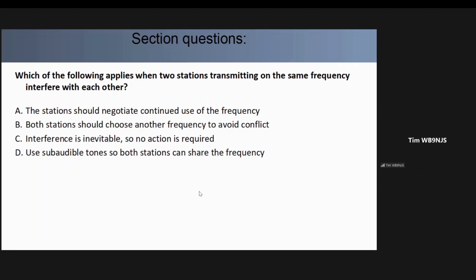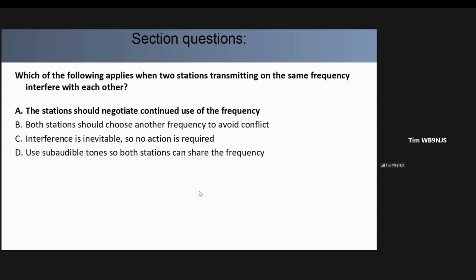Okay, pop into some questions here. Let's see how much of that sunk in. Which of the following applies when two stations transmitting on the same frequency interfere with each other? Stations should negotiate continued use. They should choose another frequency to avoid conflict. Interference is inevitable, so no action is required. I don't like that defeatist attitude. Use subaudible tones so both stations can share the frequency. Unfortunately, that doesn't work. So the only correct answer is the stations should negotiate continued use of the frequency.